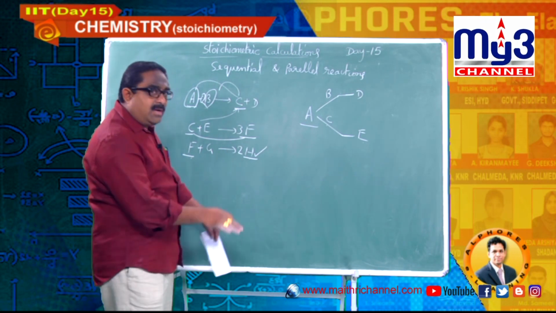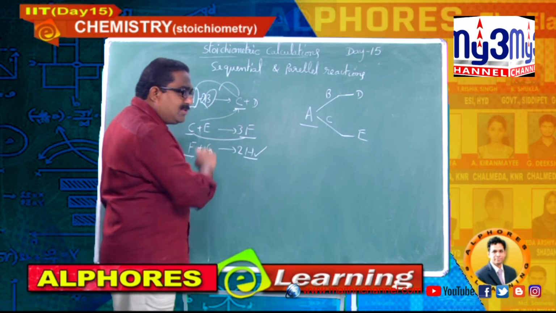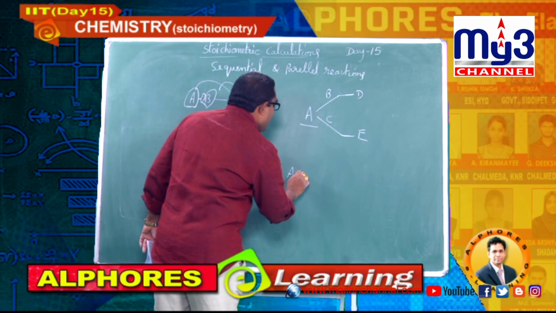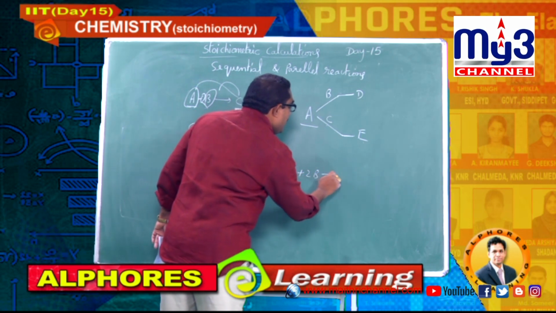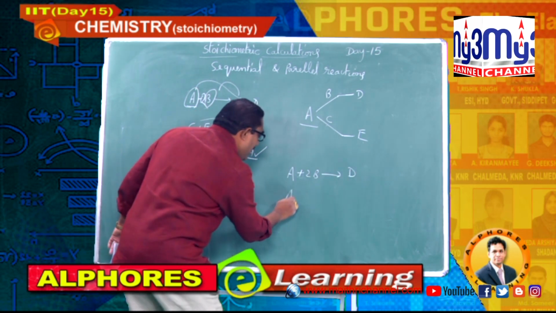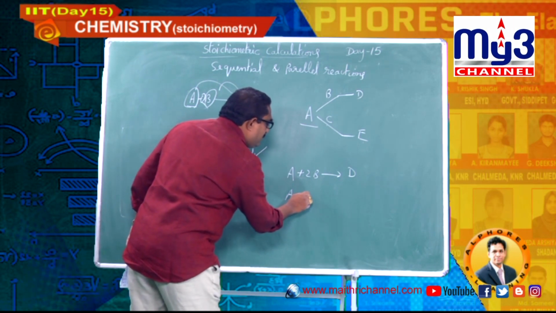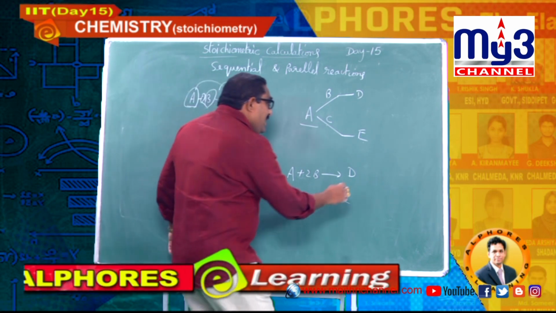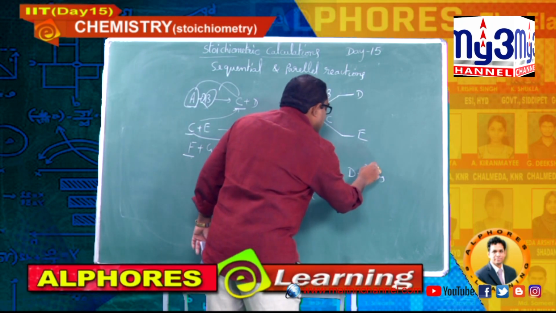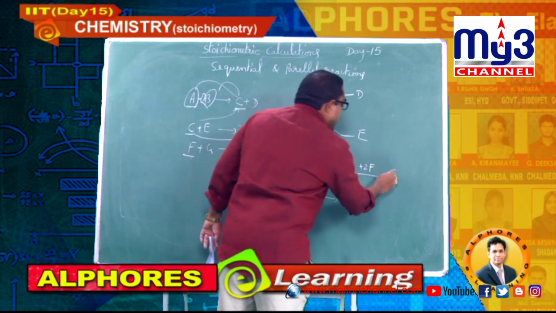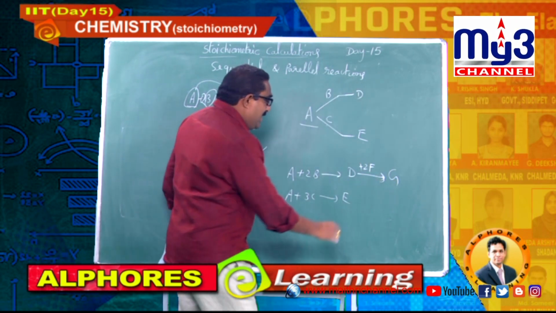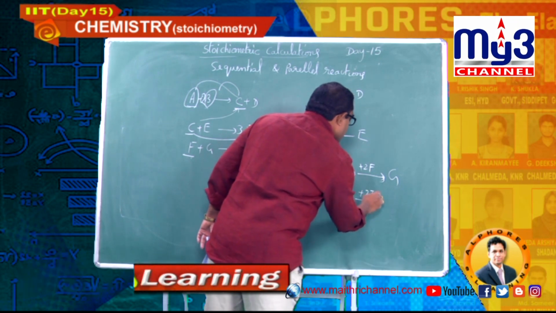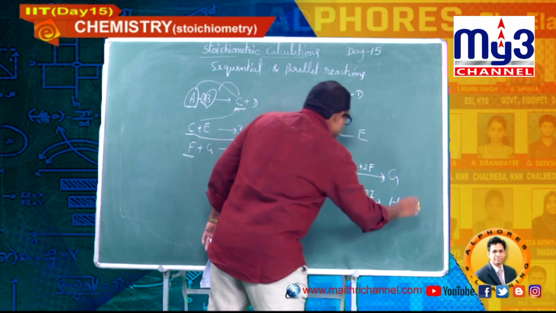And one more combination we can write based on these two. See, A, I will write here, plus 2B gives rise to some D. Same A plus 3C gives rise to E. Again D on combination with F gives rise to the chemical G. Again E on combination with I gives rise to some product H.